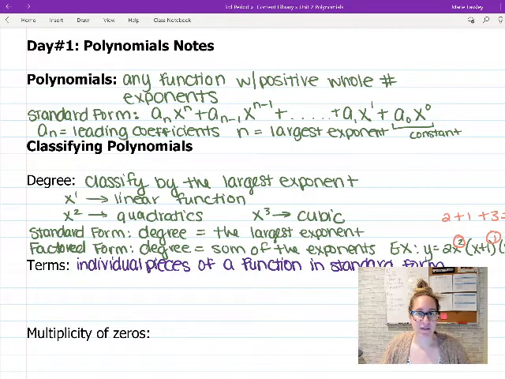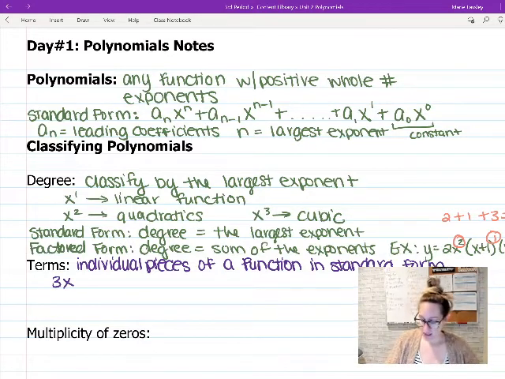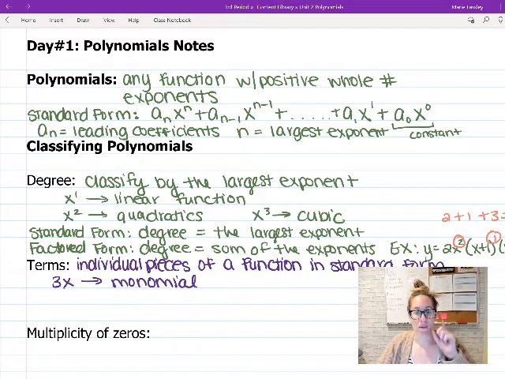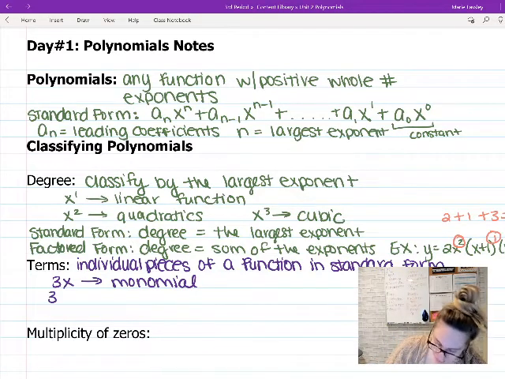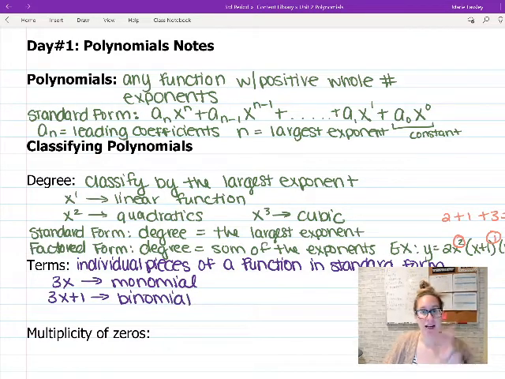And like I said, you can classify different polynomials by how many terms they have. The most common ones that you guys have seen are if something has just one term, that's called a monomial. So if you just have 3x, that's all you have. This is called a monomial. Mono meaning one. The one that we deal with the most in this class is the binomial, which means you have two terms. So like 3x plus 1, that is a binomial because it has two terms.